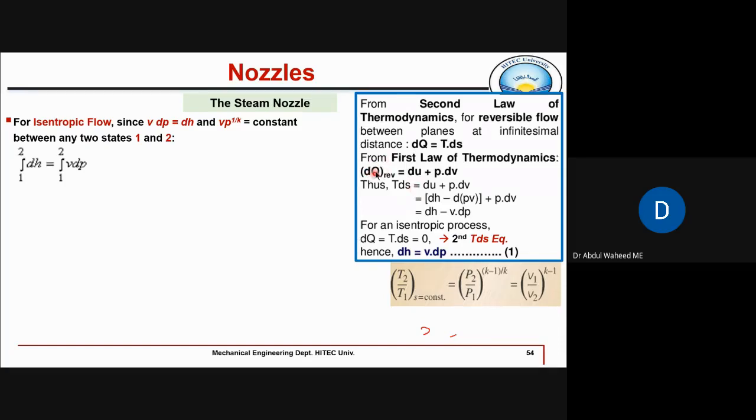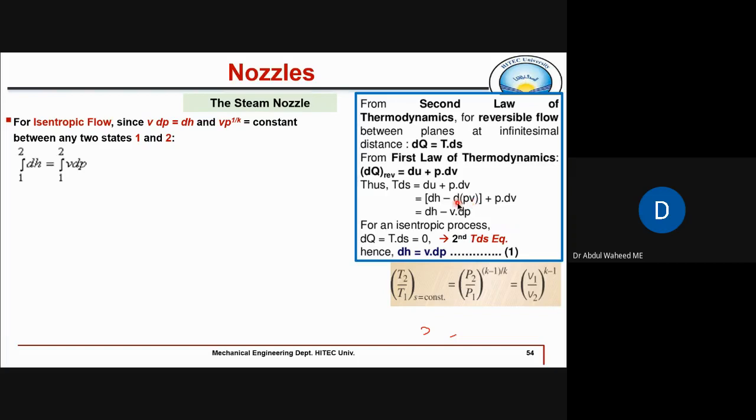Del Q can be replaced with TdS. So now this equation is TdS equal to dU plus PdV, right? And this you can write in terms of enthalpy: dU is equal to dH minus d(PV). It is clear, because enthalpy is equal to U plus PV, or U is equal to H minus PV. But here it is dU, so dU is written as dH minus d(PV), plus this PdV as it is. Okay. Now you derive this.